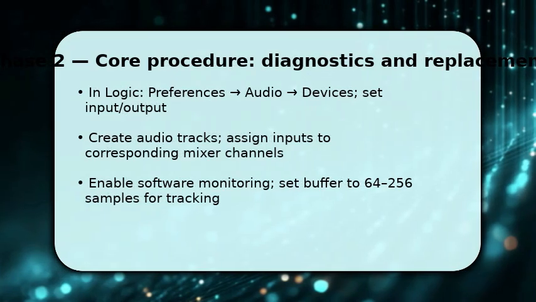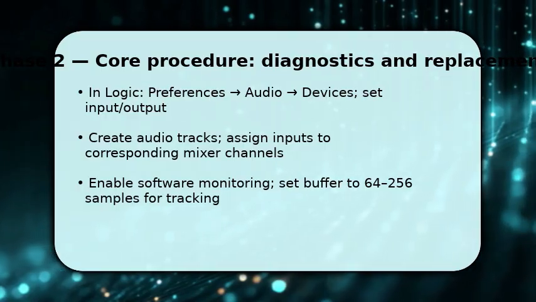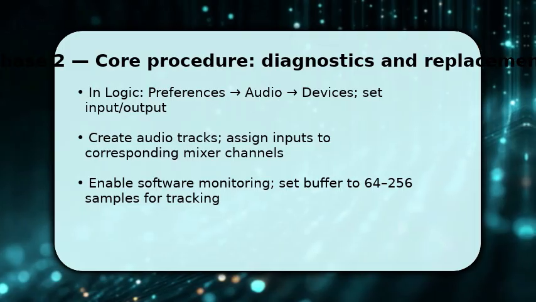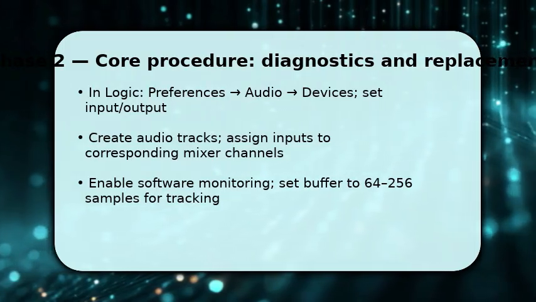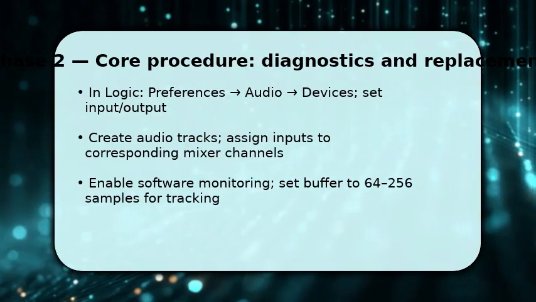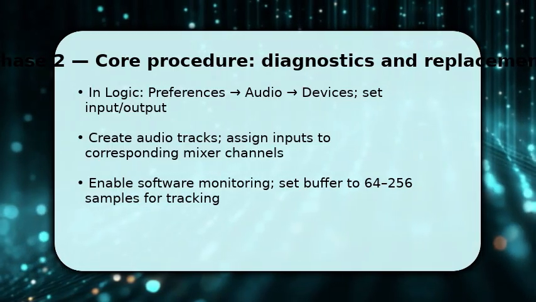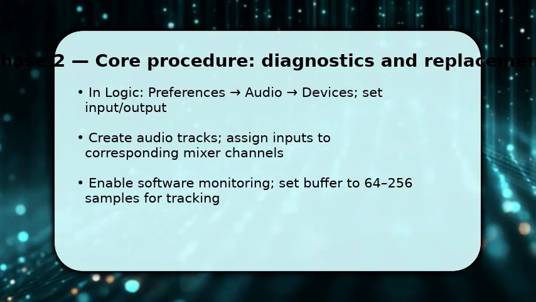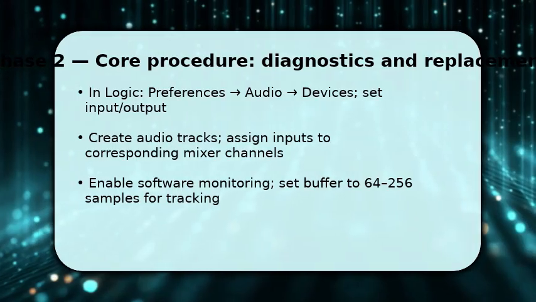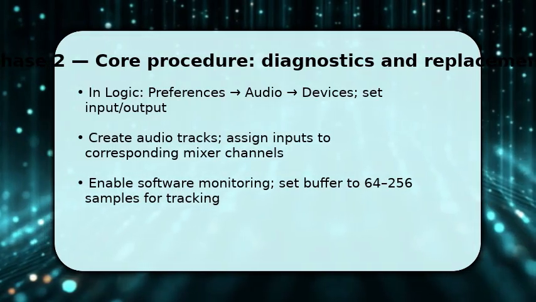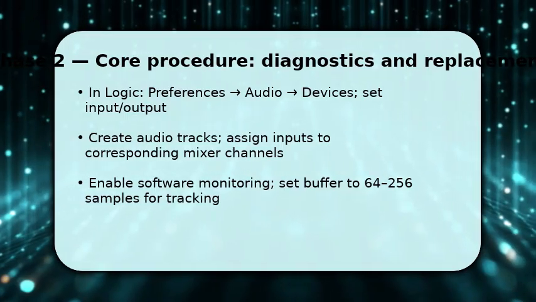Now build the routing inside Logic. Create stereo or mono audio tracks and assign each track's input to the mixer channel you want to record. Use input monitoring to hear the incoming signal, lower buffer size while tracking for low latency, then increase it for mixing. Once you map channels, arm the tracks for recording and verify levels. Aim for peaks around -6 dB. Also create an auxiliary bus for monitor mixes, so performers get a separate mix without affecting the main recording.